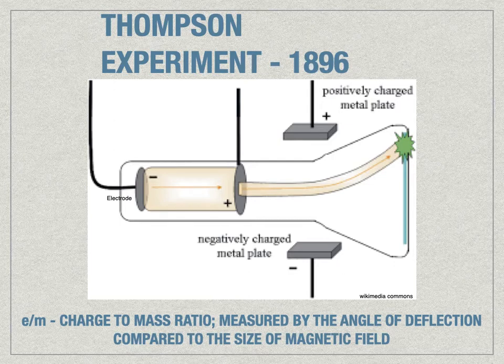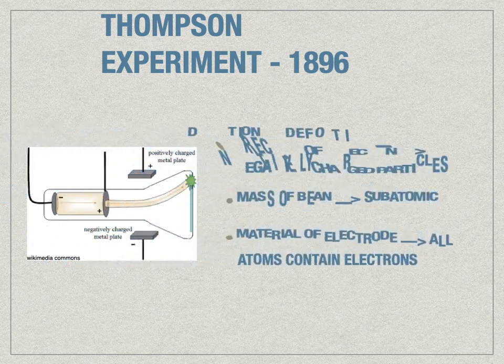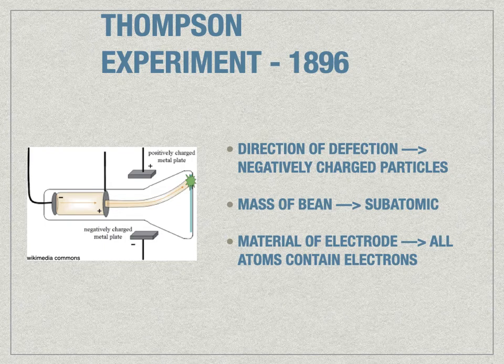Particles, because the momentum of the beam changes. So it has to have mass in order to have a momentum change. So we have particles that are negatively charged. And you can actually measure what's called the charge to mass ratio by measuring this angle of deflection relative to how strong the charge is in the positive and negative plate. And so Thomson's able to make kind of three observations and conclusions, right? So we have the direction of deflection towards the positive plate tells us that we have negatively charged particles.